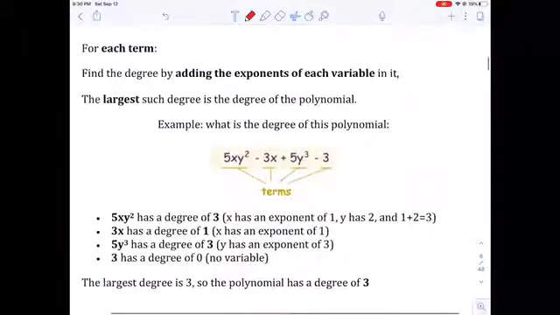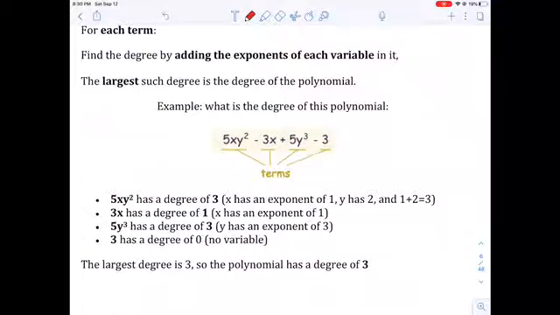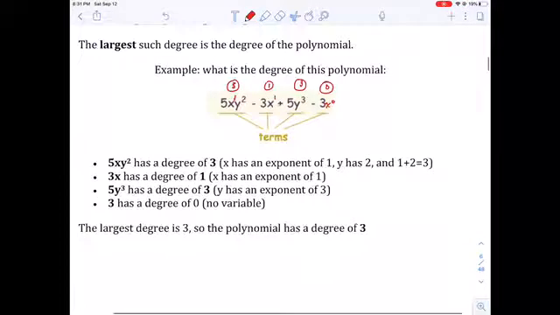So to find the degree, you add the exponents of each individual term, right? This is a 3, and this is a 1, and this is a 3, and this is a 0. Now keep in mind here, the term with the highest degree is the boss, is the degree of the overall polynomial.